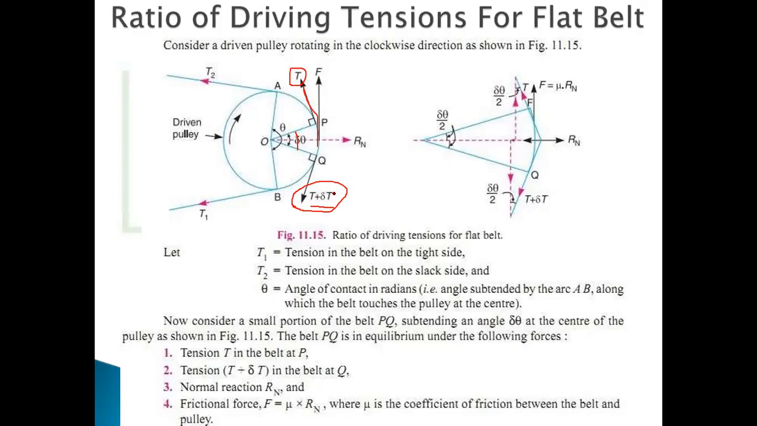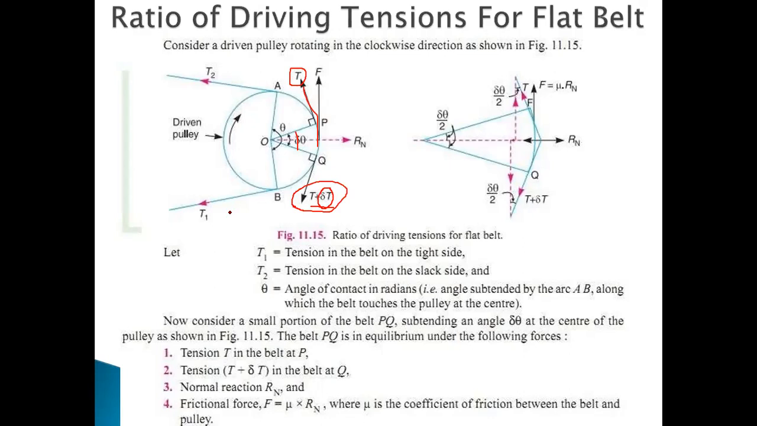So the delta T, the amount of the tension, should be greater than the tension which is produced in the slack side. So the tension T plus delta T should be produced in the tight side, right?